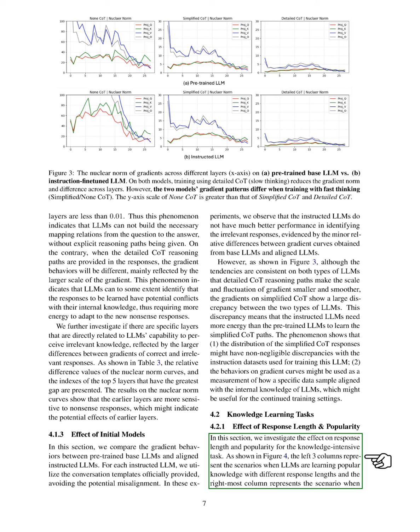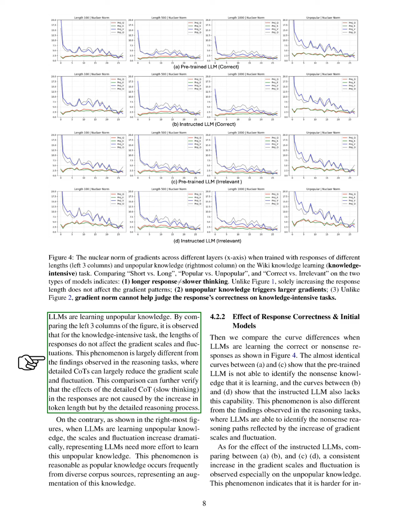Next, we explore the impact of response length and popularity on knowledge-intensive tasks. The left 3 columns in our figure show scenarios where LLMs learn popular knowledge with varying response lengths, while the right column focuses on unpopular knowledge. We find that response lengths do not influence gradient scales or fluctuations for popular knowledge, which contrasts with reasoning tasks where detailed reasoning significantly reduces these metrics. This suggests that the effects of detailed reasoning are due to the reasoning process itself, not just longer responses.